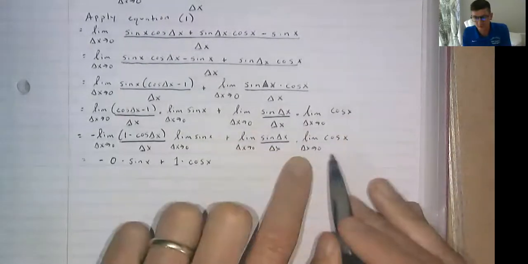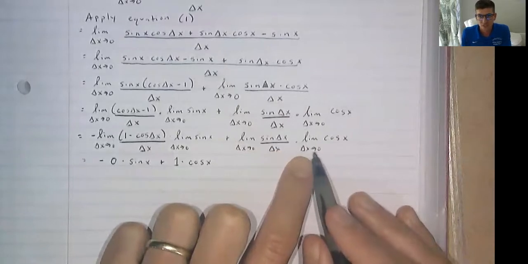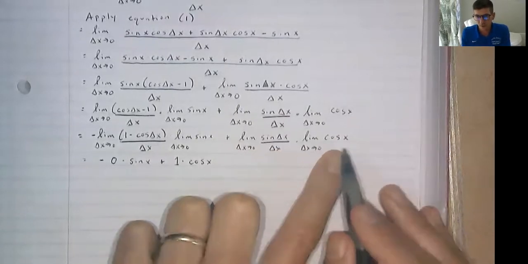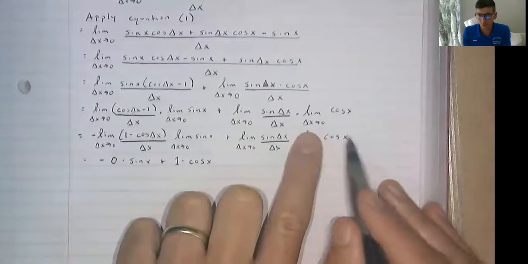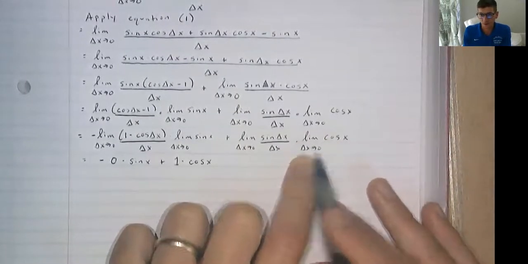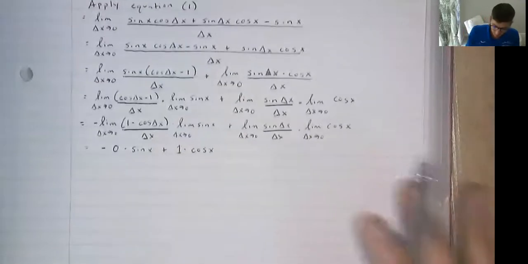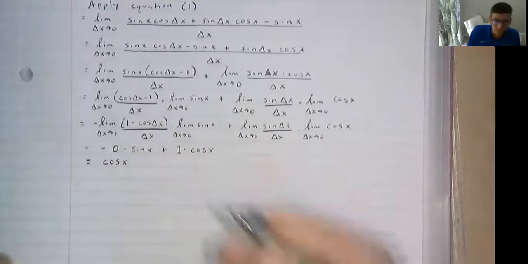This would be the same as if this said the limit as z goes to 0 of cosine of x. There is no z, there is no delta x, so this just becomes what it is. Doesn't matter what this quantity is doing, it's not involved here. And so then, of course, simplifying, this first part goes to 0, and 1 times the cosine is the cosine.